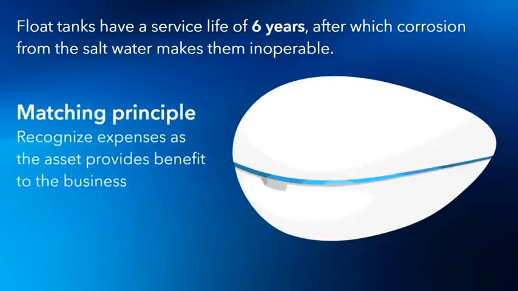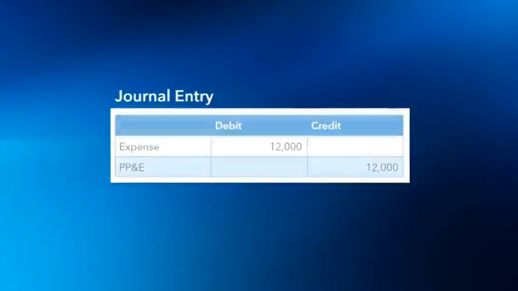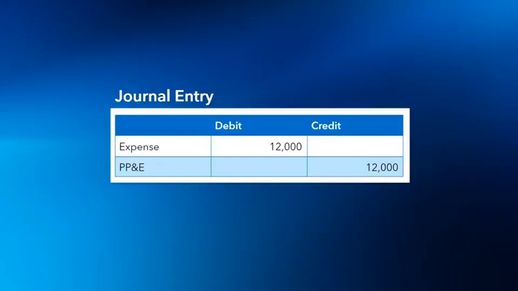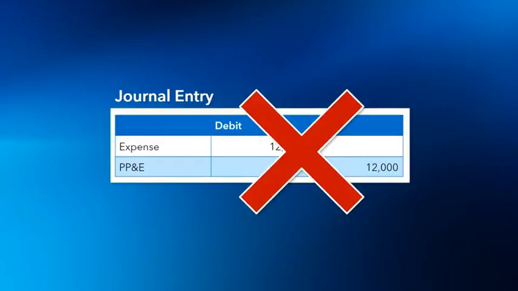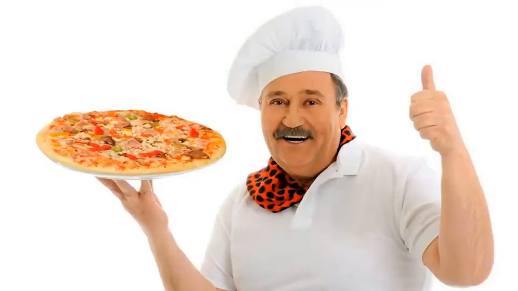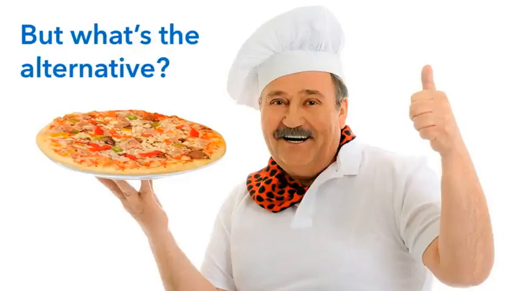Think back to the matching principle you learned about in Bookkeeper Bootcamp. We want to recognize the expenses associated with the float tank as it provides its benefit to the business. We wouldn't want to record $12,000 in the first year that the float tank went into operation. This would mean all of its benefit is used up in 1 year, like a Pizzas of New York wall calendar, and that's not the case.